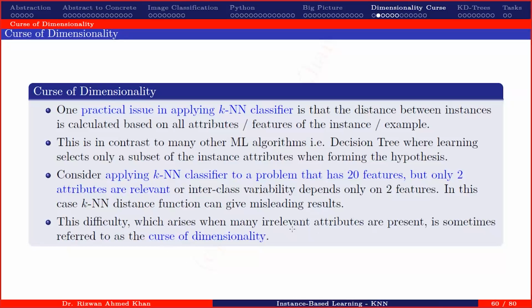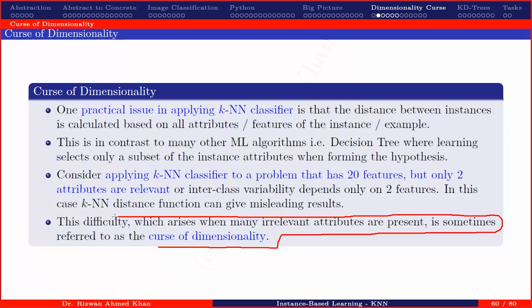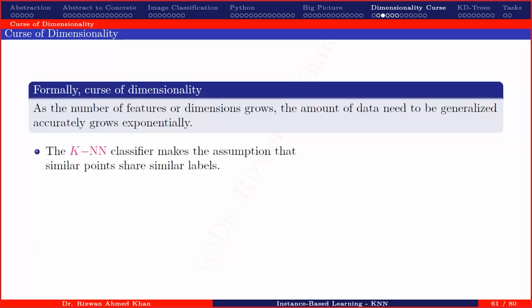The difficulty which arises when many irrelevant attributes are present is sometimes referred to as the curse of dimensionality. So there are a lot of dimensions available in our data set, but they're probably not useful and we are using them. It is one aspect of the curse of dimensionality. But formally, as the number of features or dimensions grows, the amount of data needed to generalize accurately grows exponentially. This is the curse of dimensionality in the formal way.